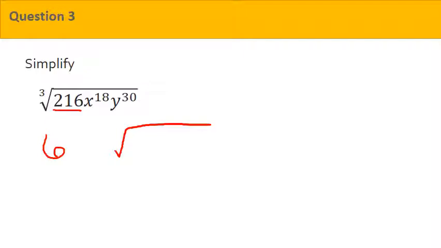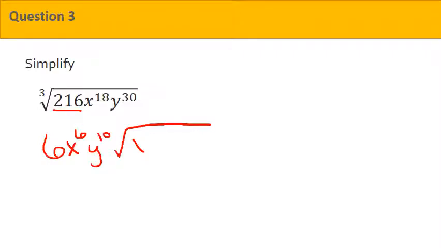Now, third root of x to the 18th. You're going to ask yourself, how many groups of 3 do you have in x to the 18th? Basically, does 3 go into 18? The answer is yes, it goes in there 6 times. Now let's talk about the y. Does 3 go into 30? Yeah. Notice there's nothing left over.